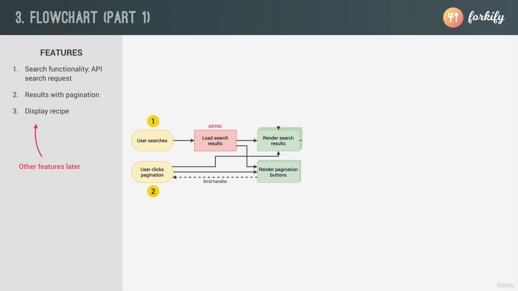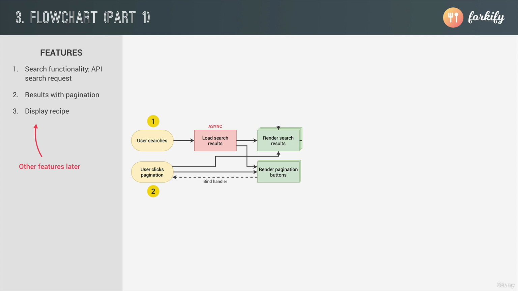And then as the user clicks one of the pagination buttons, it will then render the search results for the new page that was selected, basically. And it will also render new pagination buttons. So for example, when we're on page 2, then there will be a button to go back to page 1 and a button to go to page 3. But when we're on page 3, then the button to go back will point to page 2 and the button to go forward will point to page 4. And so we need to re-render these buttons basically every time that the user clicks on one of them, right?